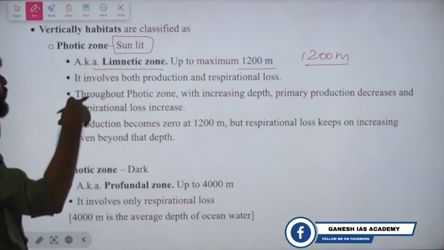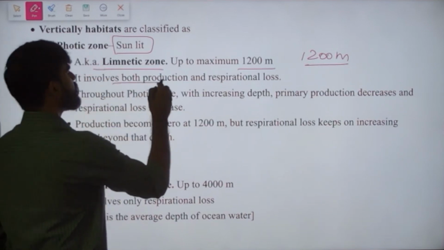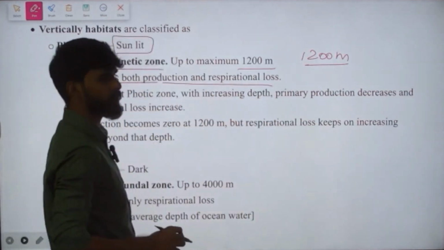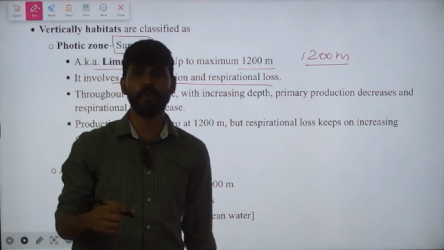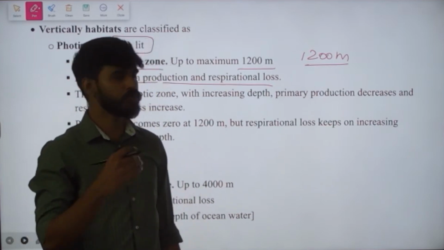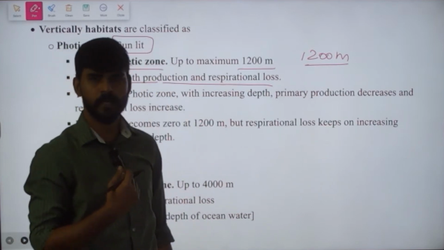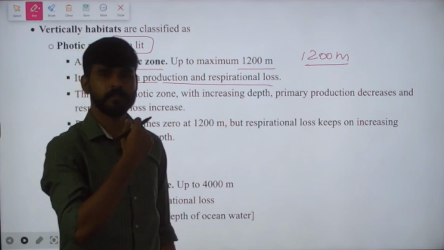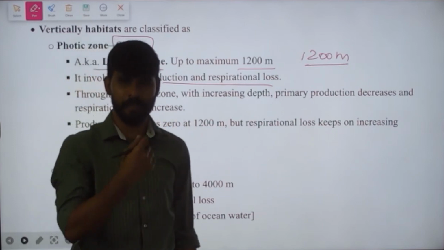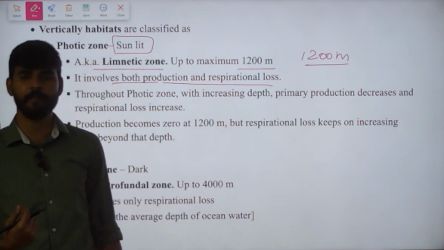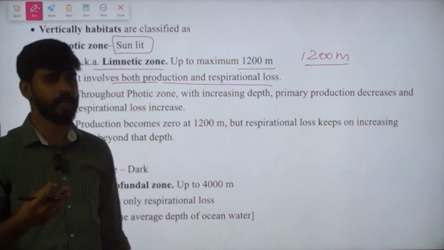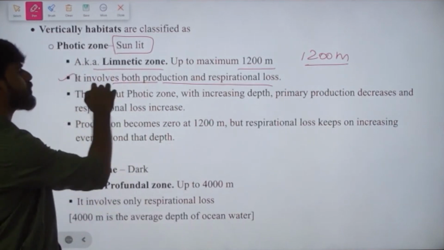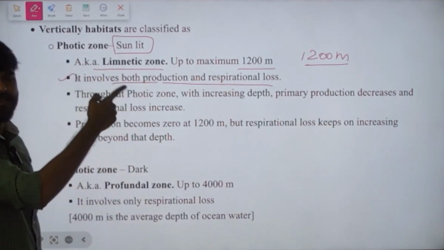And in this photic zone, it involves both production and respiration loss. Like we saw earlier, sunlight is very much required for primary production to happen. So below 1200 meters, there won't be any sunlight present. So primary production cannot happen. So it involves both production and respiration loss.